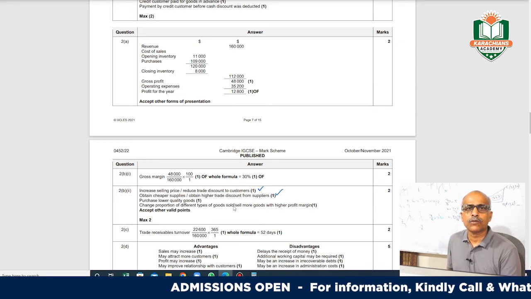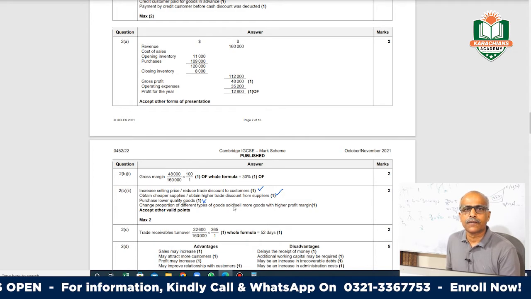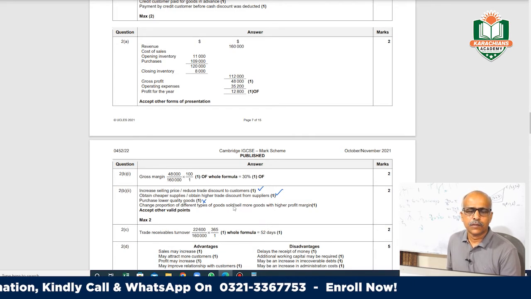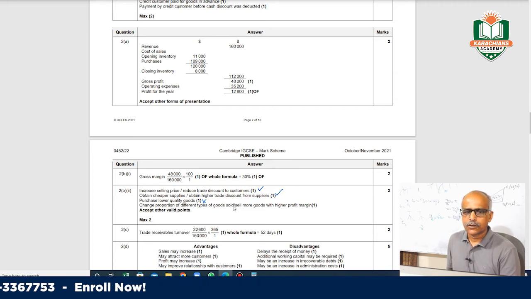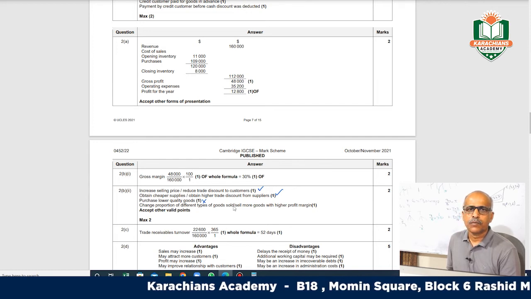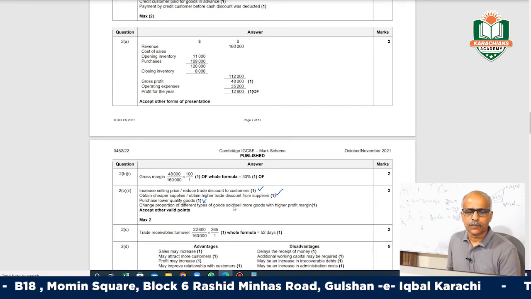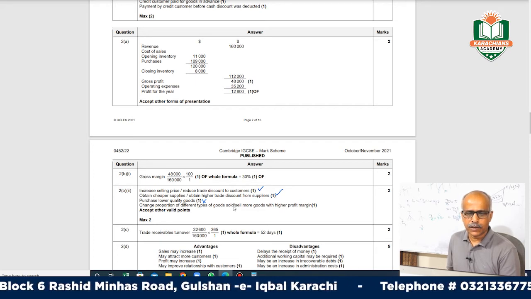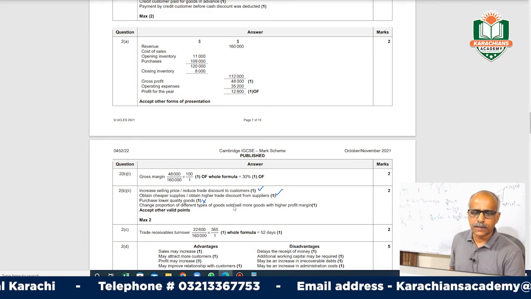He's saying purchase lower quality goods, but I don't think you can survive this way, because this market is very quality conscious, so he cannot do this. To purchase lower quality, this is not workable. He has given an option, but practically this is not possible. Change proportion of different types of goods sold. Sell more goods with higher profits. Yes, this is something that I can know.